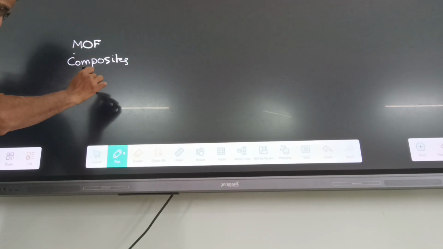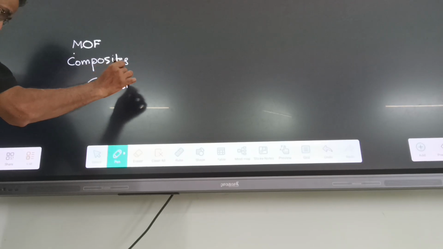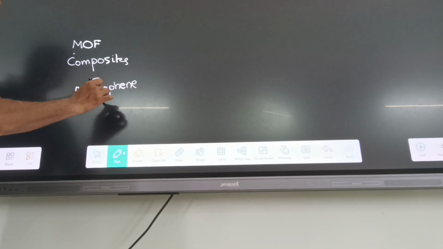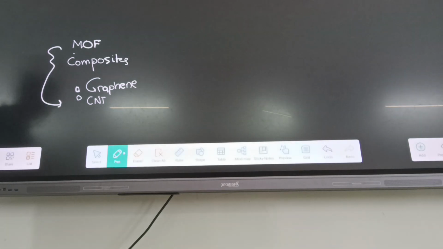And one last thing is there are MOF based composites, with graphene, CNT. All of the MOF-based composites are being developed to get better response.